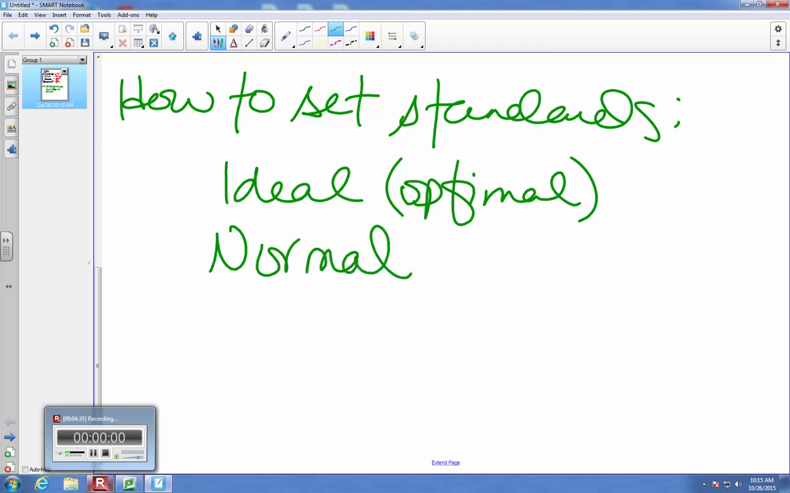Or you can use the school of thought normal capacity, which is obviously much more practical. And that basically says, I'm acknowledging in my standards that sometimes people come into work and they've got a cold, and so they're not producing at 100%. They're producing at 70%. And sometimes machines break down and everybody sits around while maintenance comes in and recalibrates.